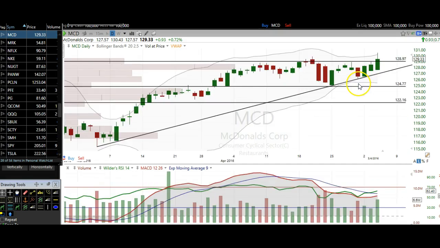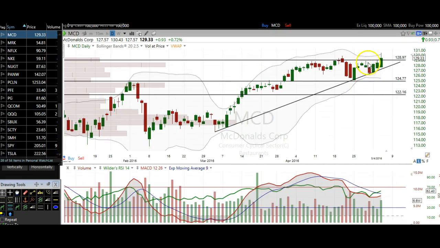We're breaking out of, as you can see, the Bollinger Bands, the gray lines right here are pretty tight. So we could get a pretty decent move out of McDonald's here, and it's one of the stronger looking stocks out there. So looks good for higher.